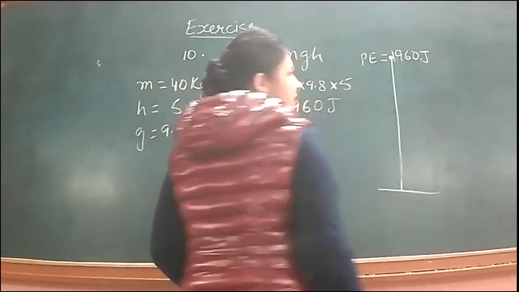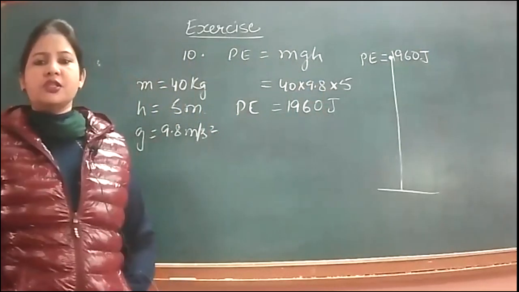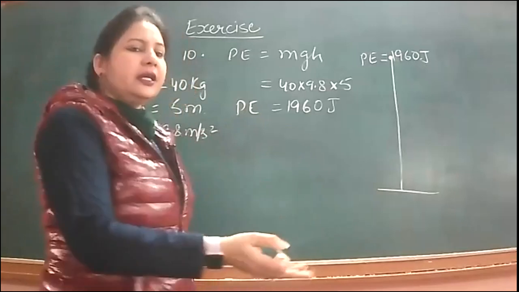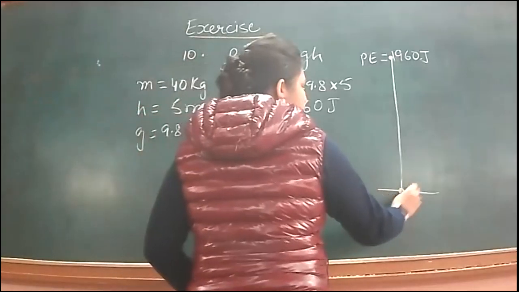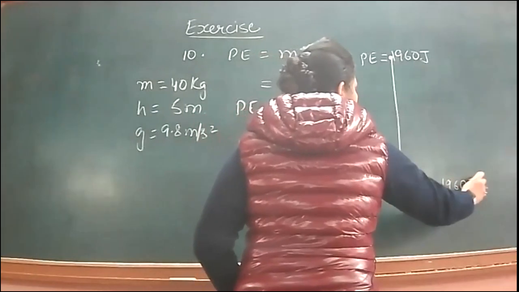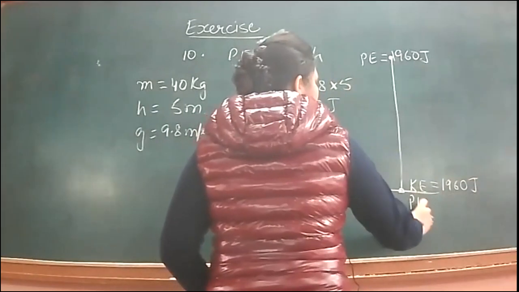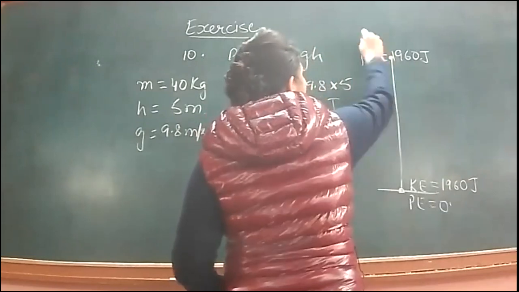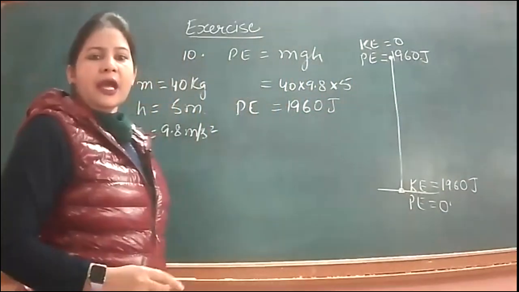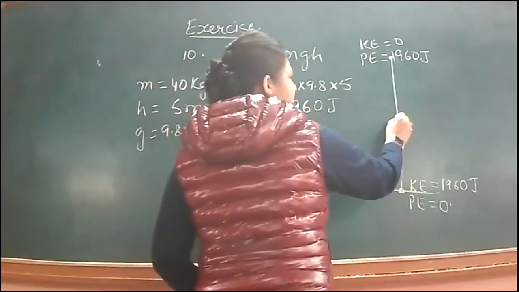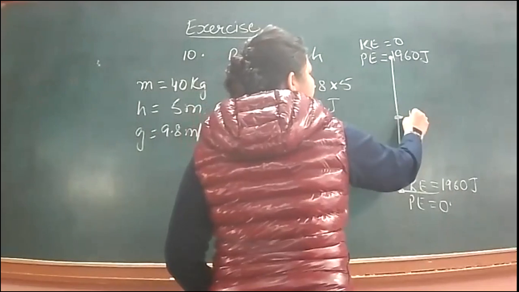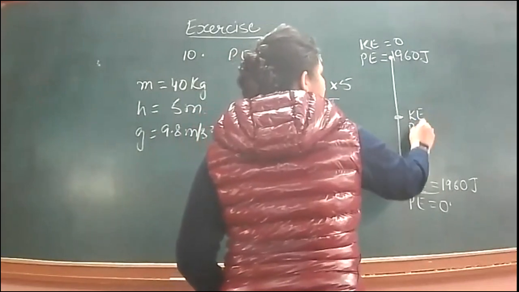Here potential energy is 1960 joule. We have seen in the derivation of conservation of energy that whole of this potential energy gets converted into kinetic energy when it reaches the ground. So at ground, total kinetic energy would be 1960. Here potential energy would be zero, there kinetic energy was zero. And exactly in the half journey, half of the energy will be kinetic and half will be potential.